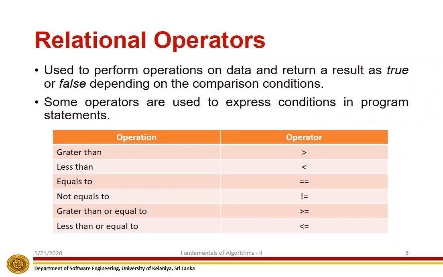Here I have given the operator name and the symbol of the relational operators. And also we can call these operators comparison operators because we are using them to compare statements. The first one is greater than, then less than, equals to, not equals to, greater than or equal to, and less than or equal to. And you can see the symbols that we are using to write algorithms here. I will explain some examples in the middle of this lecture, the use of relational operators with the control structures.